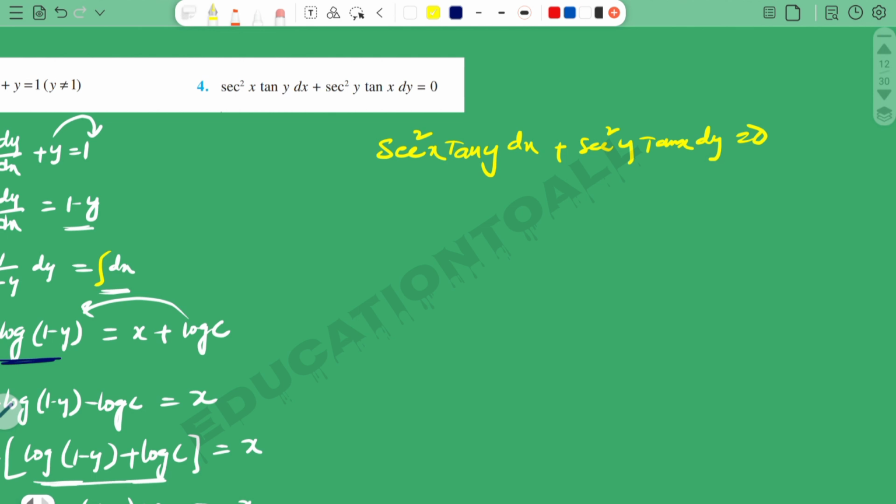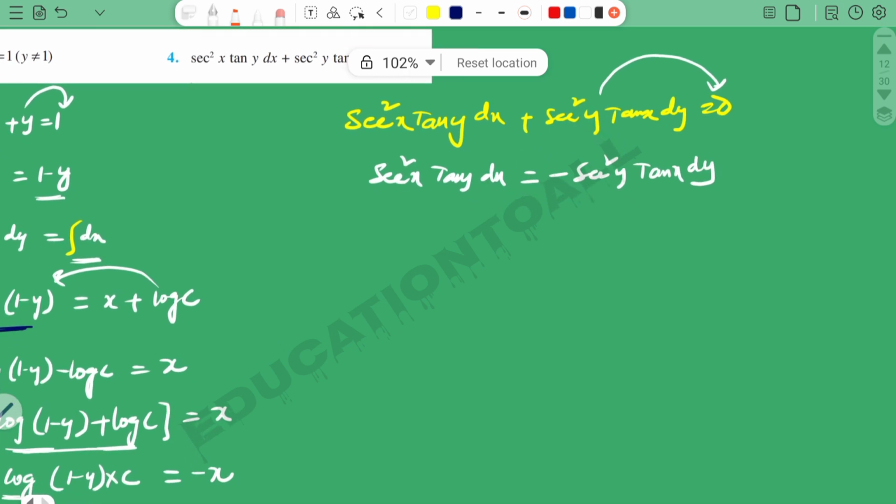Okay, given question number 4, secant square x into tan y dx plus secant square y tan x dy is equal to 0. Send this to the opposite side, then we get secant square x into tan y dx, which is equal to minus of secant square y into tan x dy. Now variables are not separated exactly. Here tan y was there, in the right hand side tan x is also there. Just cross multiply these both values and we'll get variable separables.